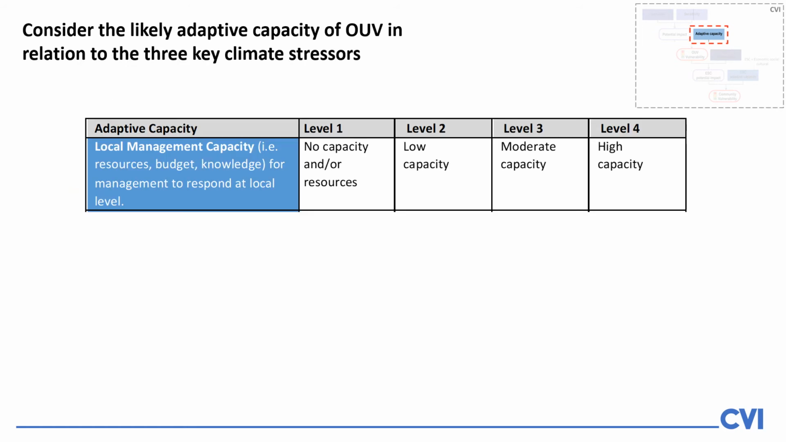When we look at it, again, we look at each of the 3 climate stresses and we think, what is the local management capacity to deal with it and respond at a local level? If you have no capacity or limited resources, you might give yourself a level 1. And if you have increasing levels of capacity, right up to high capacity, then it might be a level 4. In addition, we do this for each of the key climate stresses.